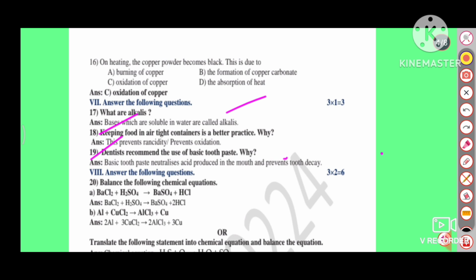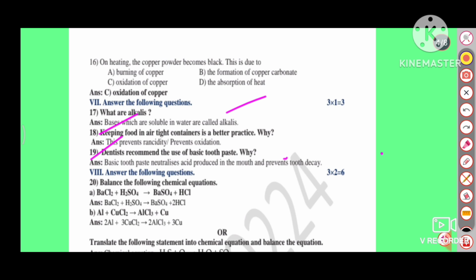19th question: dentists recommend the use of basic toothpaste. Why? Basic toothpaste neutralizes acid produced in the mouth and prevents tooth decay.